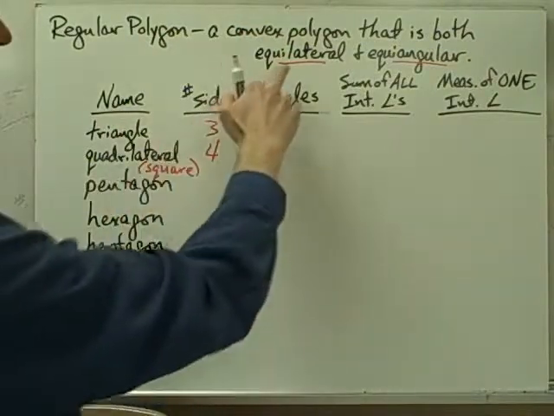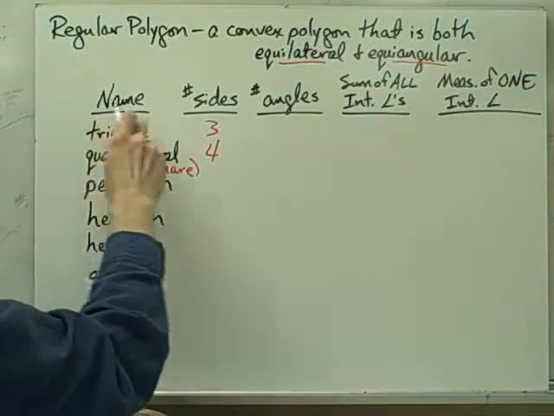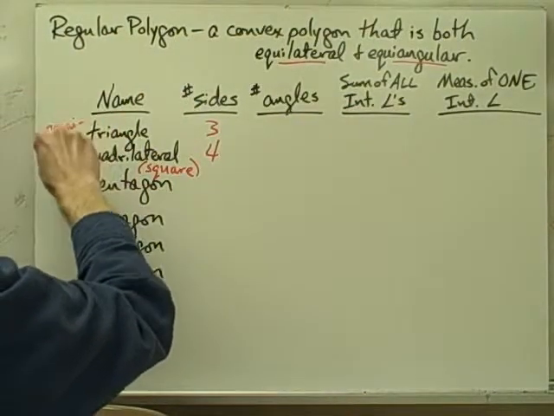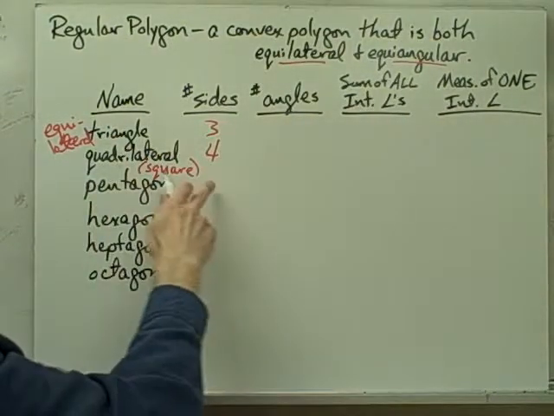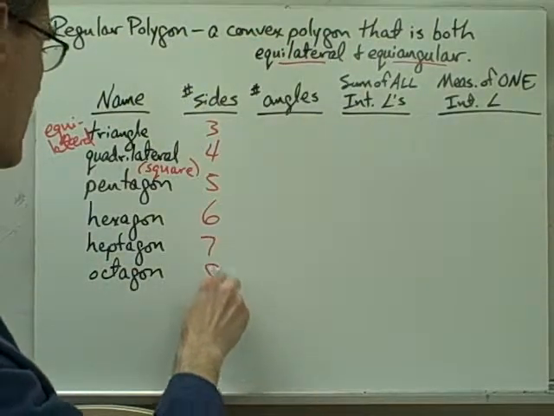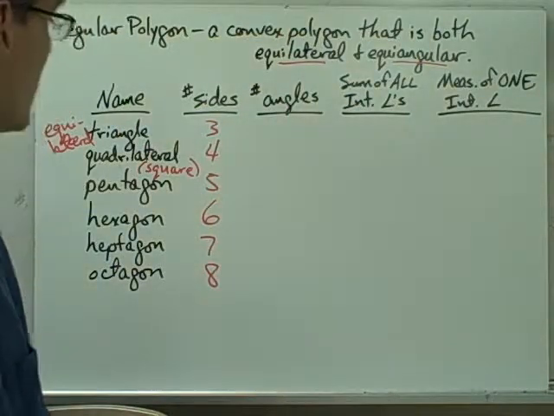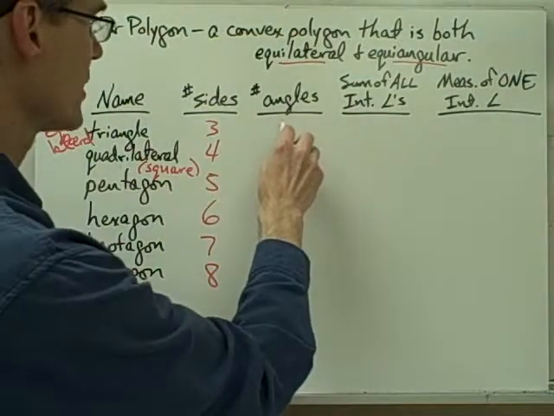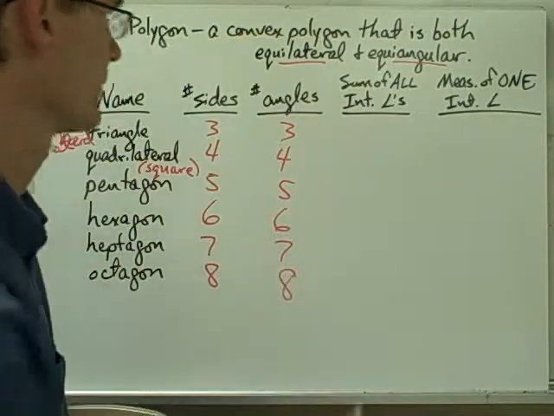In other words, it has 4 sides. The 4 sides are all the same, and the 4 angles are all the same. A regular triangle is usually called an equilateral triangle. A regular pentagon, 5 sides. Hexagon is 6. Heptagon is 7. Octagon is 8. The number of angles for each one of these regular polygons is exactly the same as the number of sides. So 3, 4, 5, 6, 7, and 8.